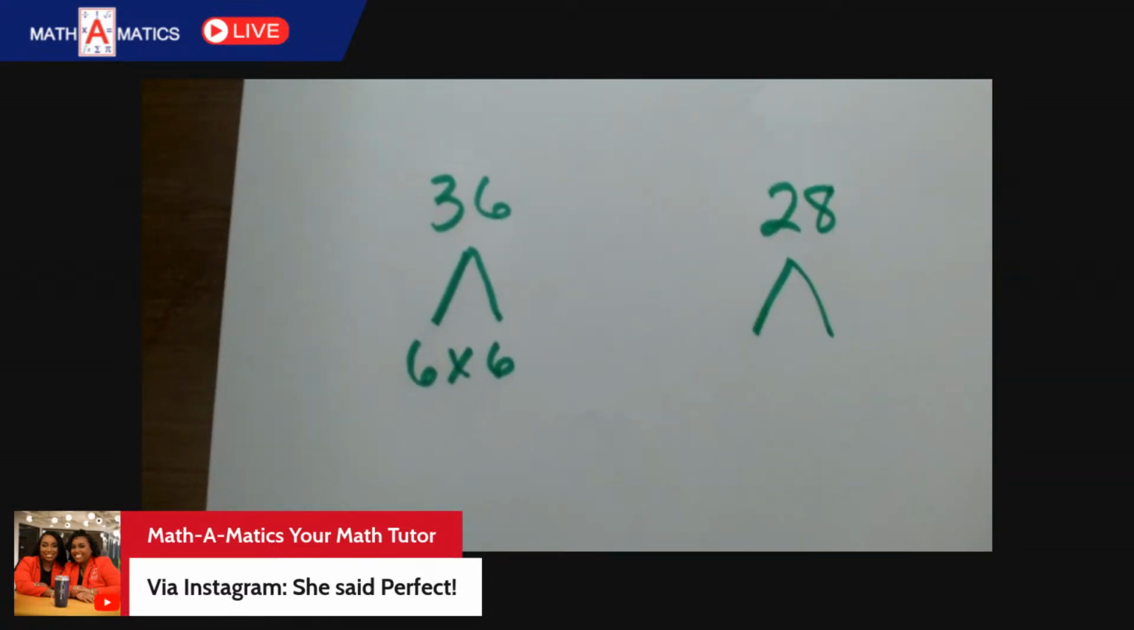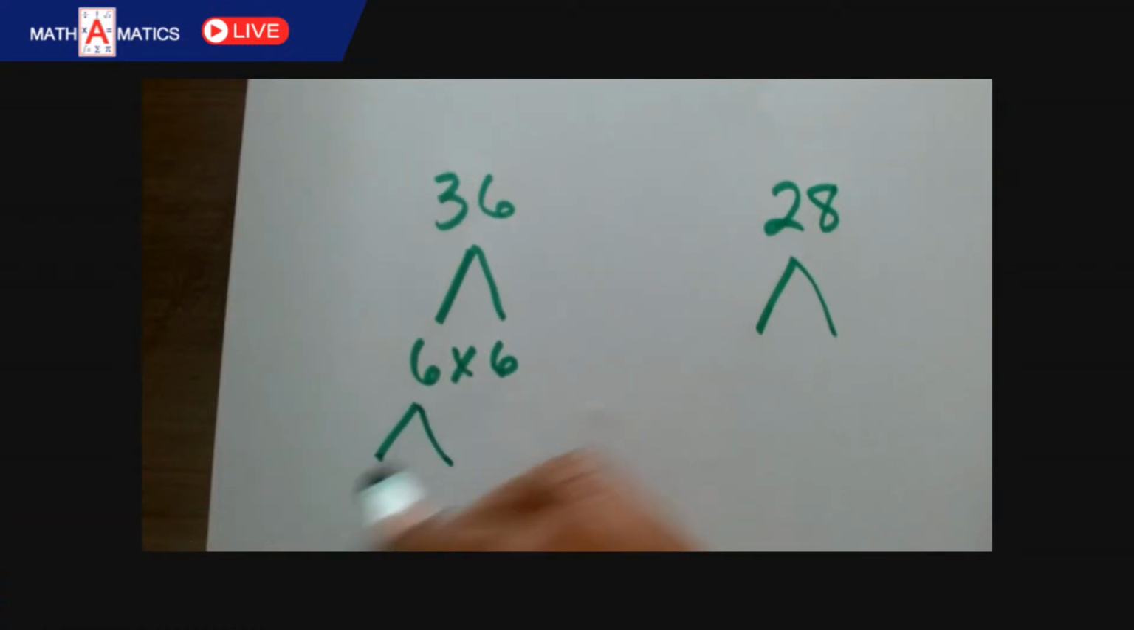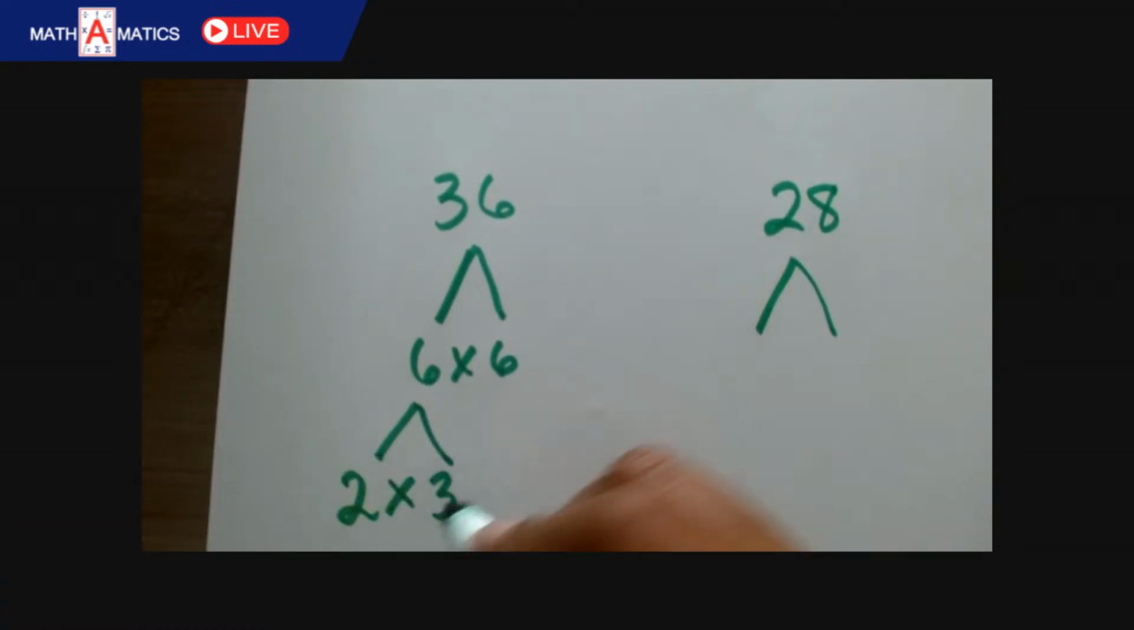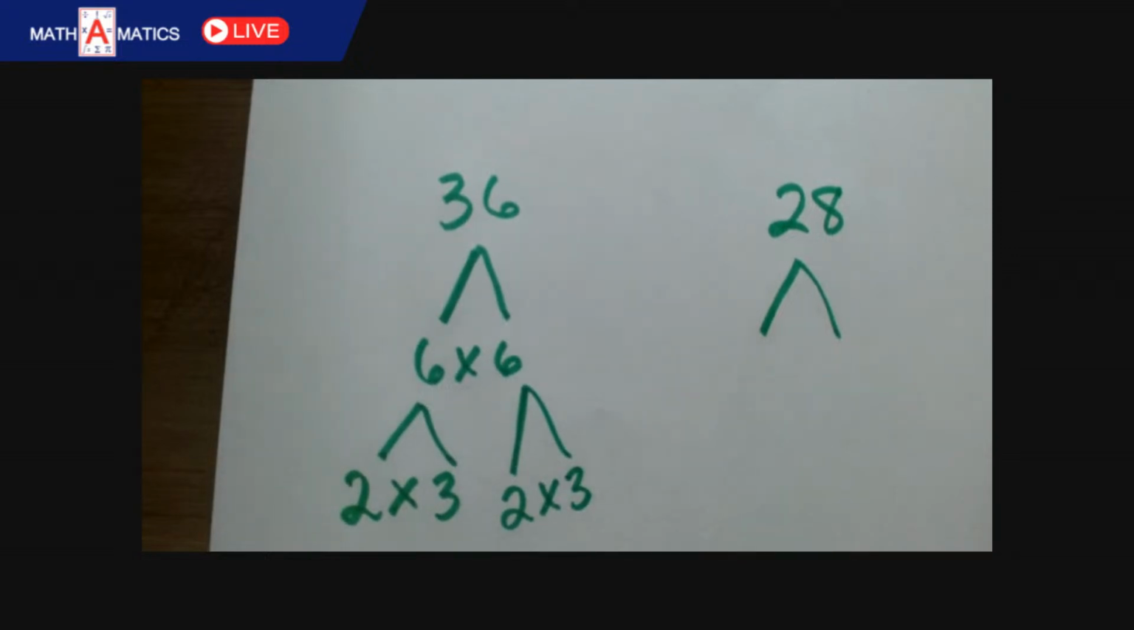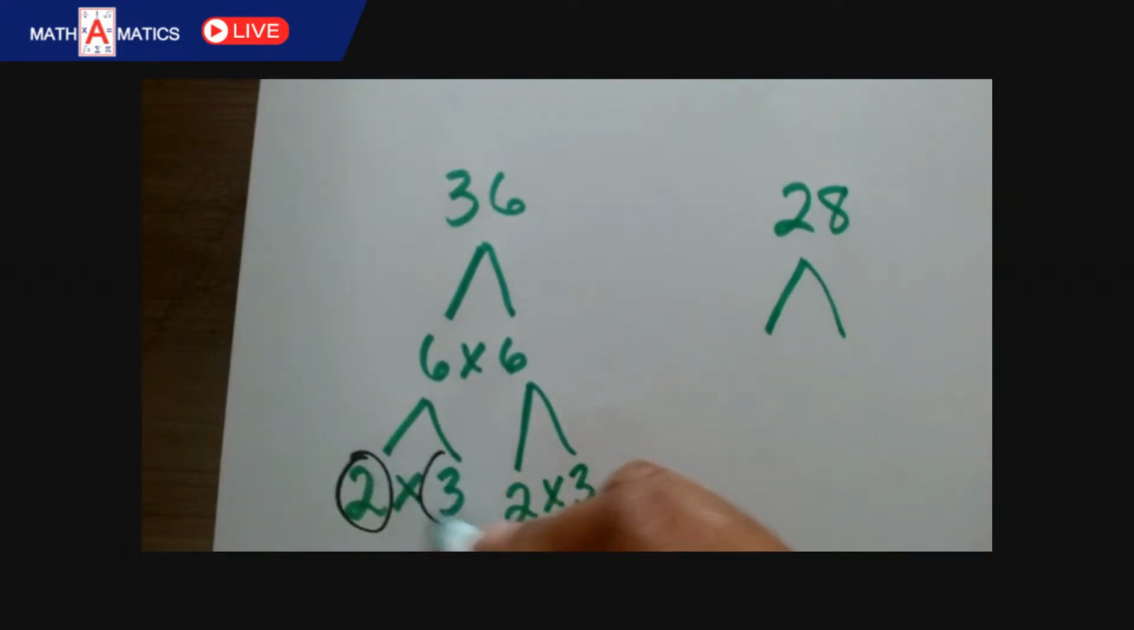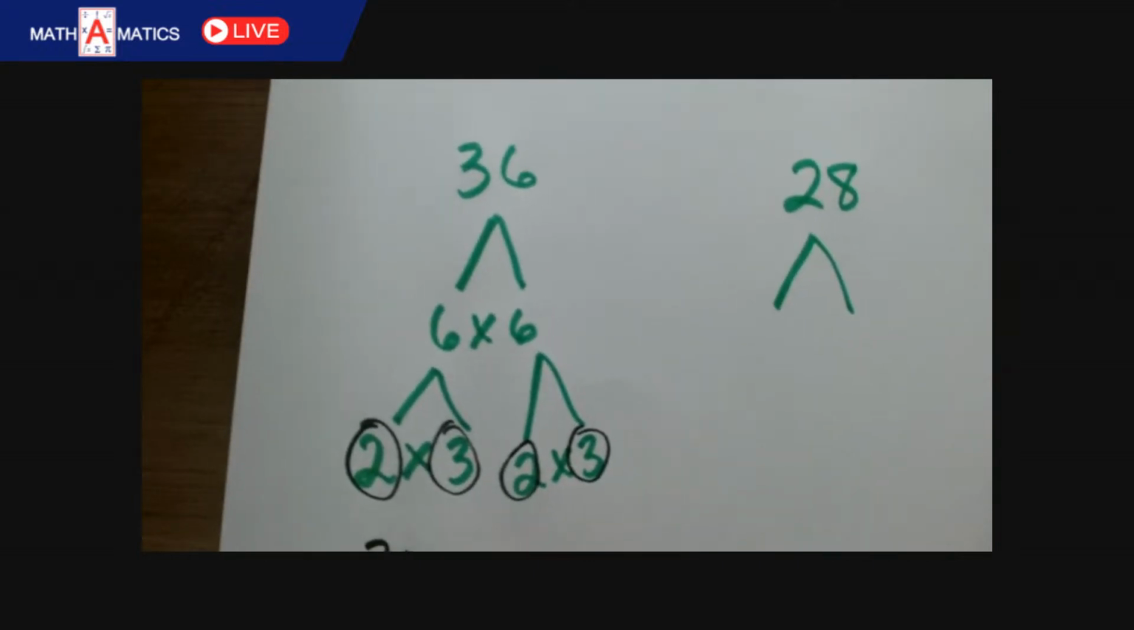All righty. Well, those are not prime. So we know we can break each one of those into 2 times 3 and 2 times 3. All right. And all 4 of these numbers are prime. So now those will be the only numbers that we will focus on. So that'll be 2 times 3 times 2 times 3.